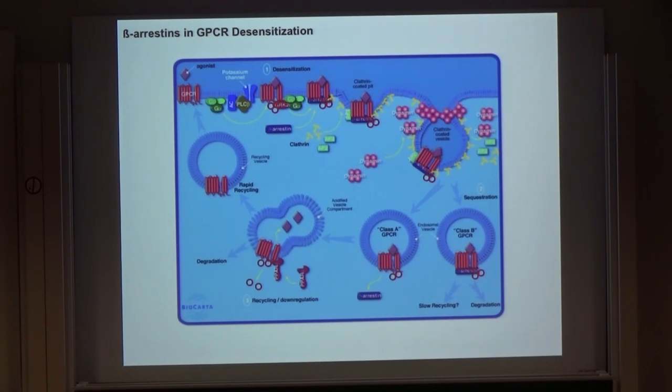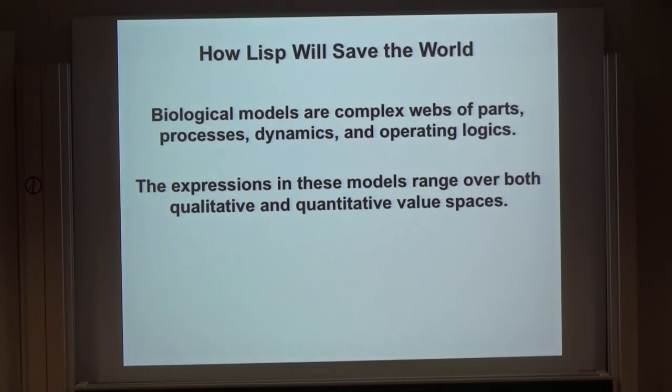And describing machines in qualitative terms is a symbolic computing problem that we've been working away at in the field of artificial intelligence for some 40 or 50 years. So, I've argued that biological models are fundamentally complex, combined qualitative and quantitative process models, and that symbolic computing is necessarily going to be involved in their simulation.